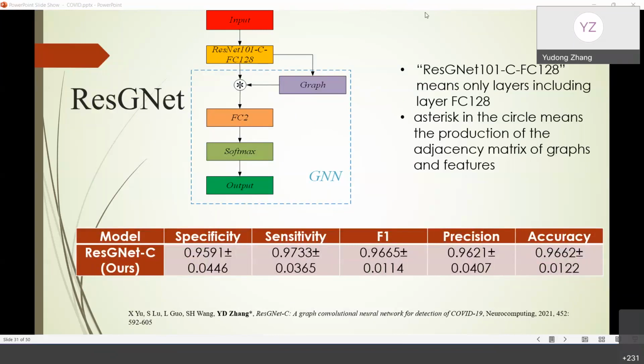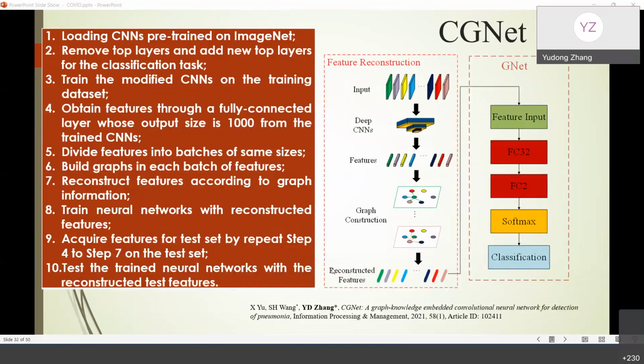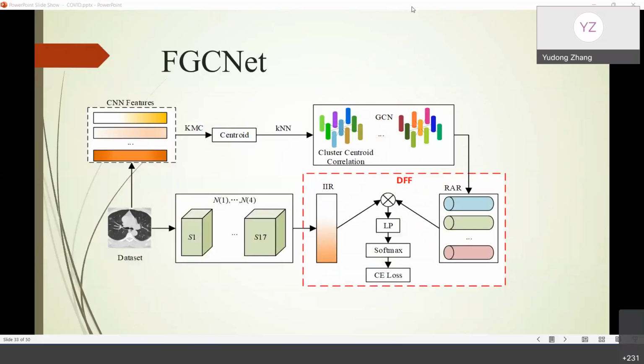Okay, and then after we introduce the graph to our deep learning models, we find that the result increased. You can see here the sensitivity and specificity have increased to more than 95%. And we have some other models, like here, the CGNet models. In the CGNet models we also introduce the graph, and we find that the result is very good. And finally, I want to introduce a very important model called the FGCNet. I think this model obtained more than 100 citations every year after it was published.